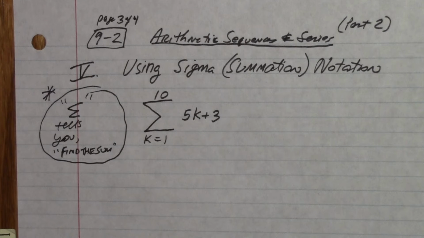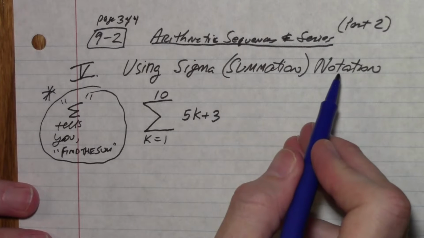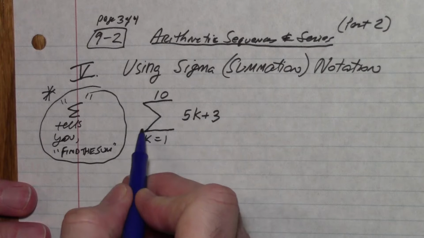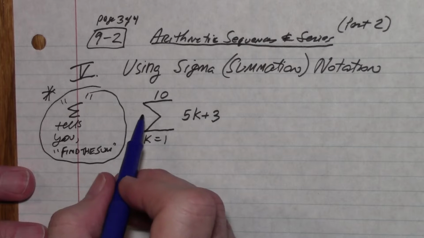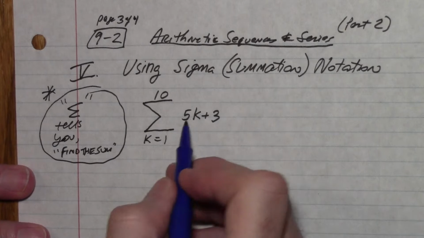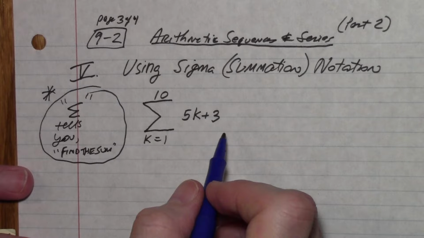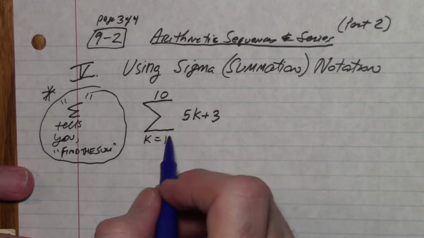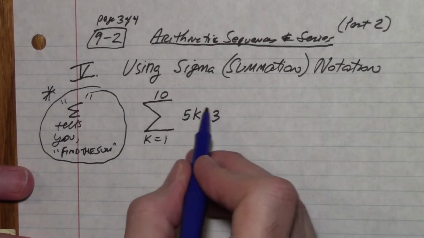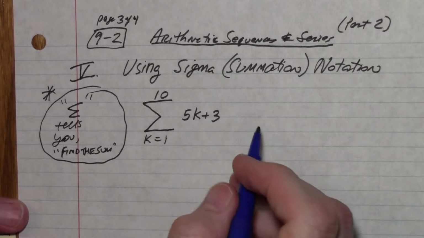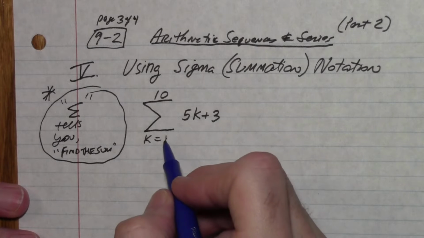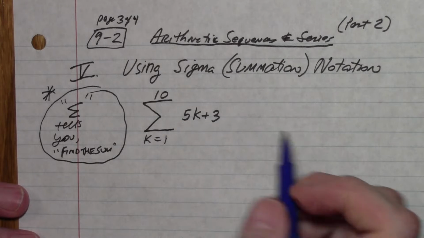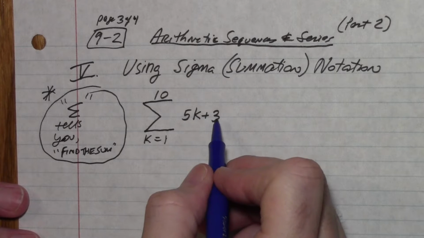Part 2 of arithmetic sequences and series. We're going to look right now at using sigma notation. Sigma notation is a capital S in Greek, and what it particularly tells you is find the sum. Find the sum of the sequence, or rather the series, from the first term to the 10th term that's defined by this equation. So what we can do is figure out each of the 10 terms and add them all up, and we would use this to help us to find each of the terms.